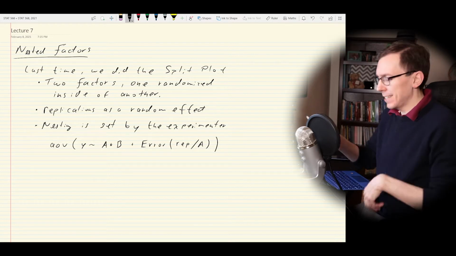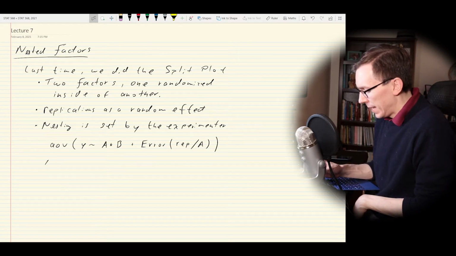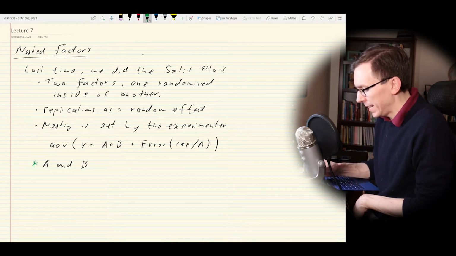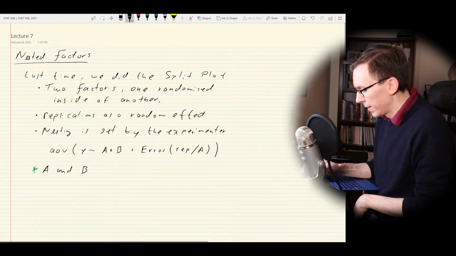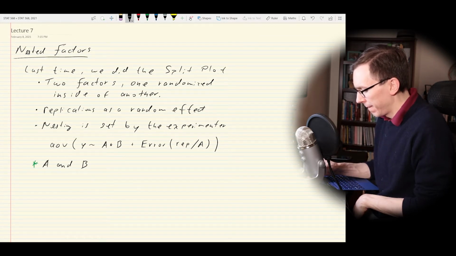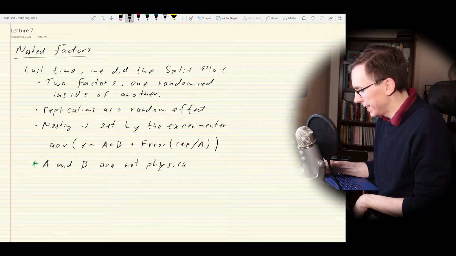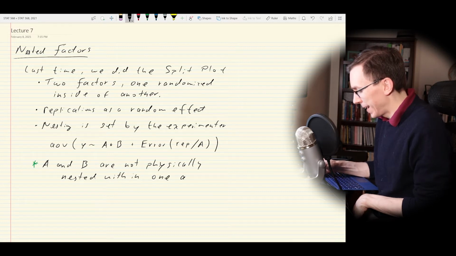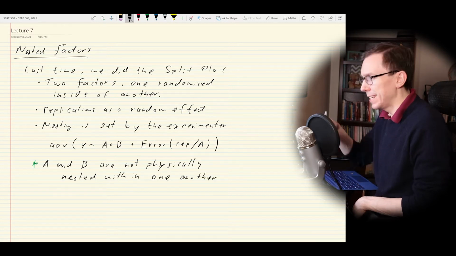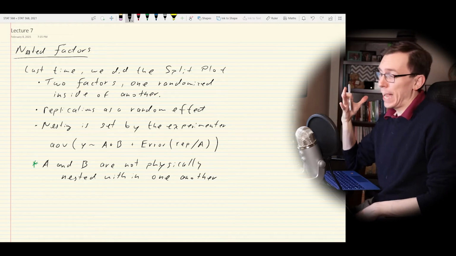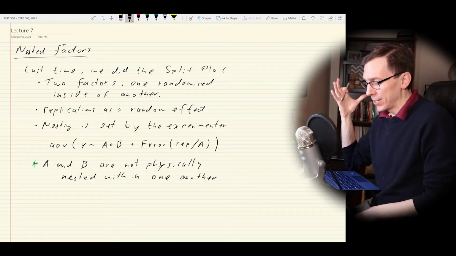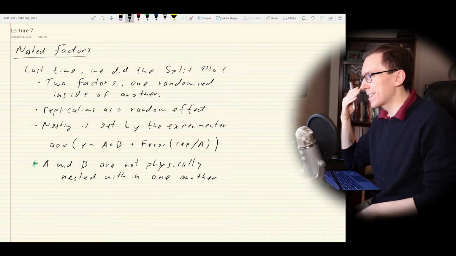But the idea is that A and B, and maybe I'll put a little star here because this is a key thing to note, are not physically nested within one another. I guess what I'm saying is that B is not nested within A and A is not nested within B. It just so happens that for whatever reason, it's hard to change the levels of A and it's easier to change the levels of B.